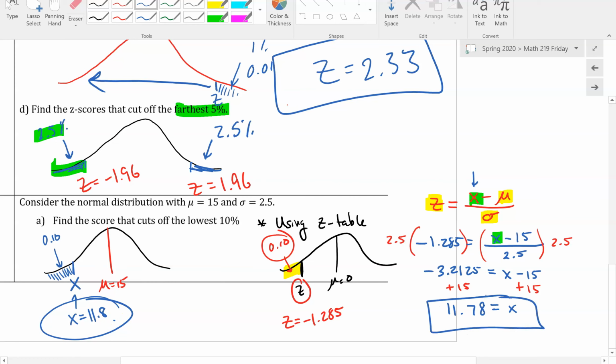So again, what we're doing here is kind of the inverse idea. They're giving me area and I'm looking for the score. I want to be able to go both ways. Given the score, can we find the area left or right of that score? And given an area, can I find a score based on that area?